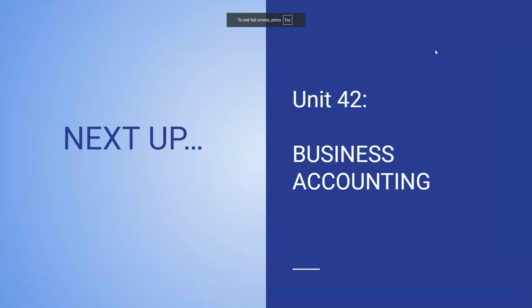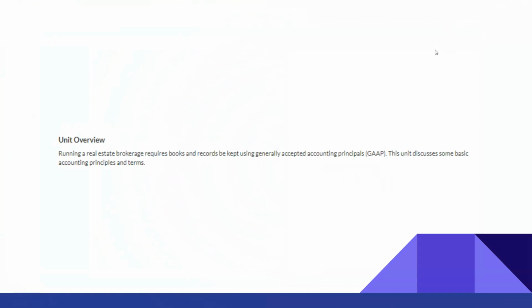Unit 42, Business Accounting. Unit Overview. Running a real estate brokerage requires books and records be kept using Generally Accepted Accounting Principles (GAAP). This unit discusses some basic accounting principles and terms.